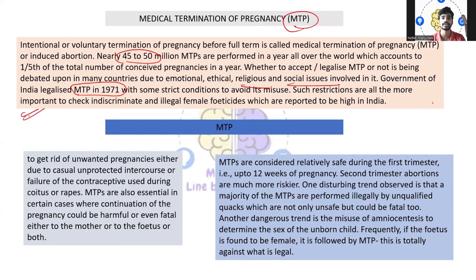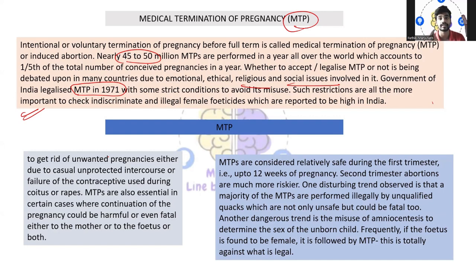Clear. So now we know what exactly medical termination of pregnancy is: to get rid of an unwanted pregnancy, either due to casual, unprotected sexual intercourse, or due to the failure of some contraceptives. In the last class, I discussed the different types of contraceptives.